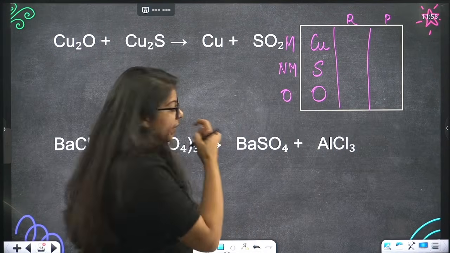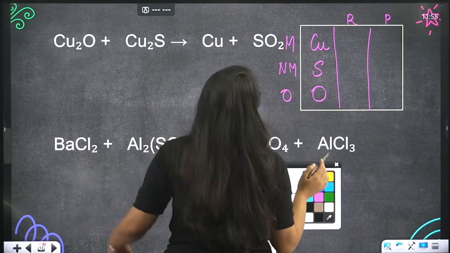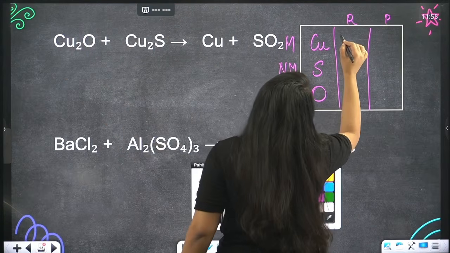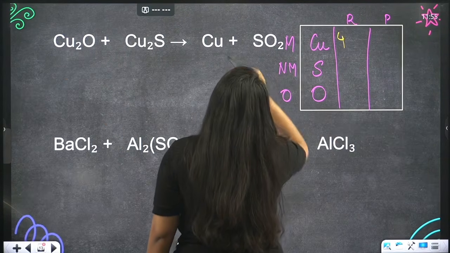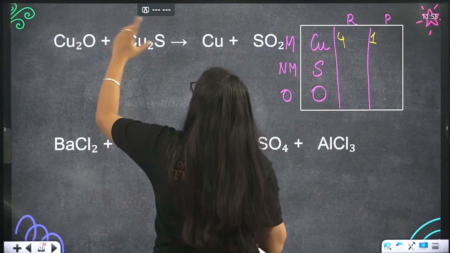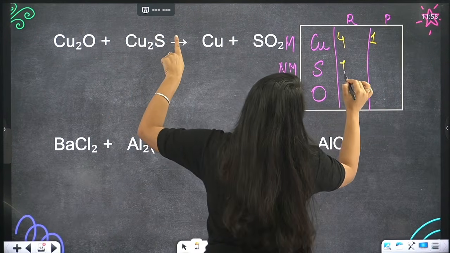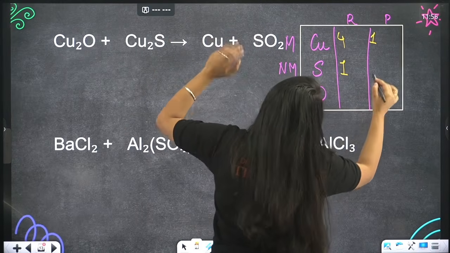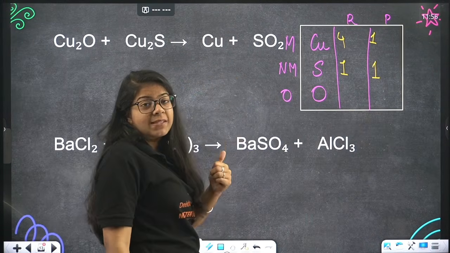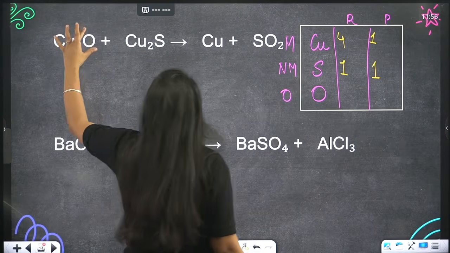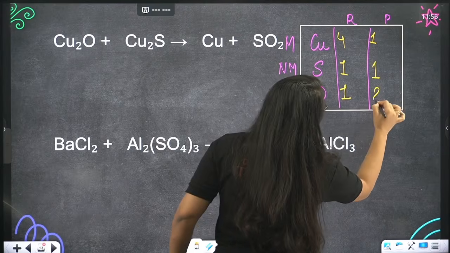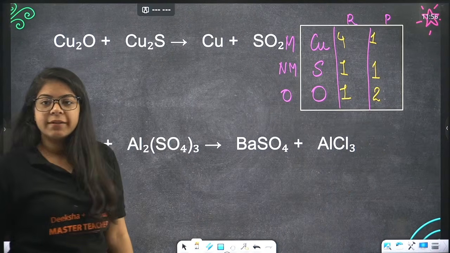Done. Now beta, how many elements of copper are there on the reactant side? 2 here, 2 here. 2 plus 2 what? 4 elements are there. And here, oh ma'am, only 1 element is there. Then sulfur. Only 1 element of sulfur is there on the reactant side. Only 1 element of sulfur is there on the product side. Okay, we might not want to balance this, right? Then oxygen, 1 element of oxygen is here. 2 elements of oxygen are there on the product side. That is your table. Done.